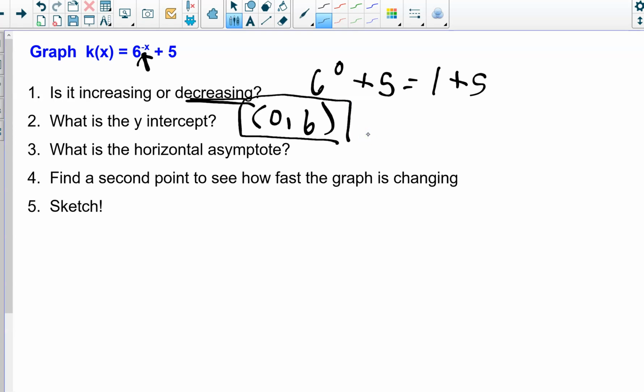So there's my answer for my y-intercept. And then the horizontal asymptote is going to be different. It went up 5, so my new horizontal asymptote is not going to be y equals 0, it's going to be y equals 5 because it shifted up 5.